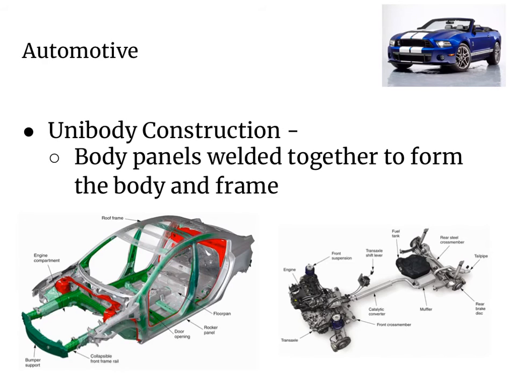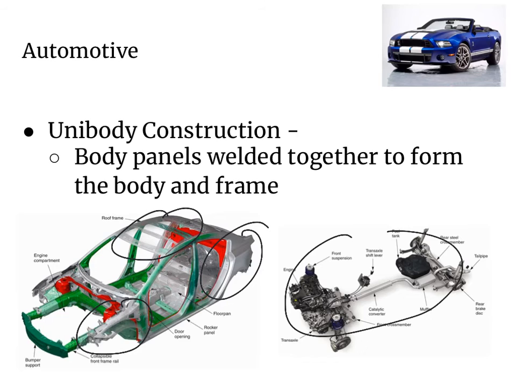Next, we're going to take a look at two ways cars are constructed. The first one is called unibody construction. In unibody construction, the body panels are welded together to form the body and the frame of the car. Then the other parts of the car are mounted to the unibody. Unibody frame is something that you would see for a small car or a medium passenger car. They're usually lighter and they're designed to protect the passenger inside the body of the car.